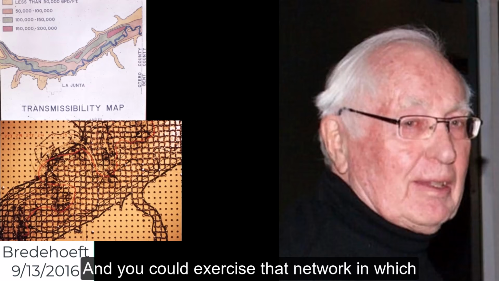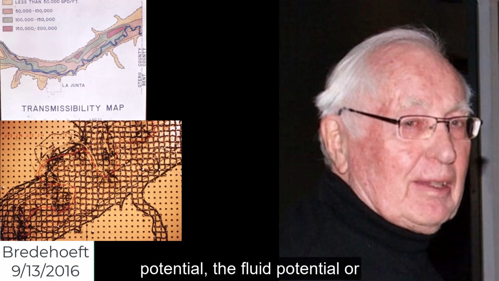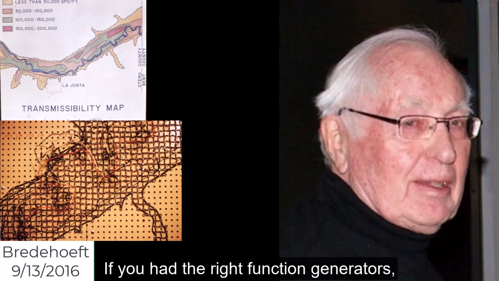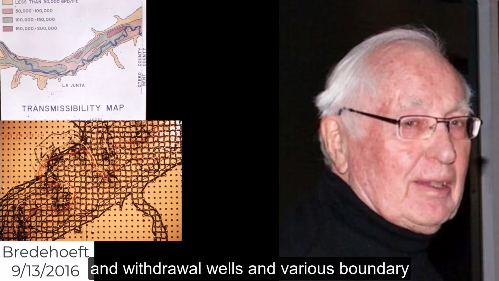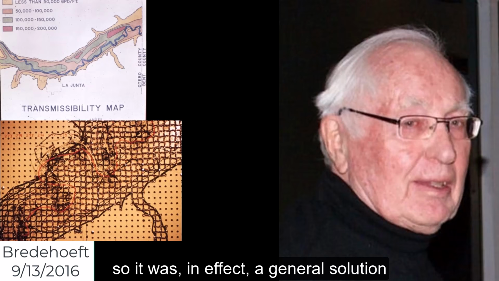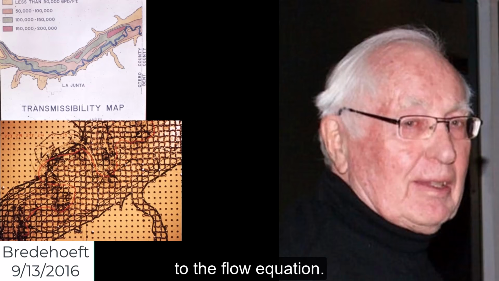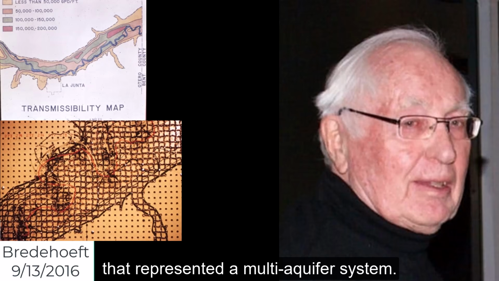Then you could exercise that network in which the electrical voltage represented the potential, the fluid potential, or hydraulic head potential everywhere in the system. And if you had the right function generators, you could simulate wells and injection wells and withdrawal wells and various boundary conditions and so forth for the system. So it was in effect a general solution to the flow equation, and you could build these up in layers that represented a multi-aquifer system.